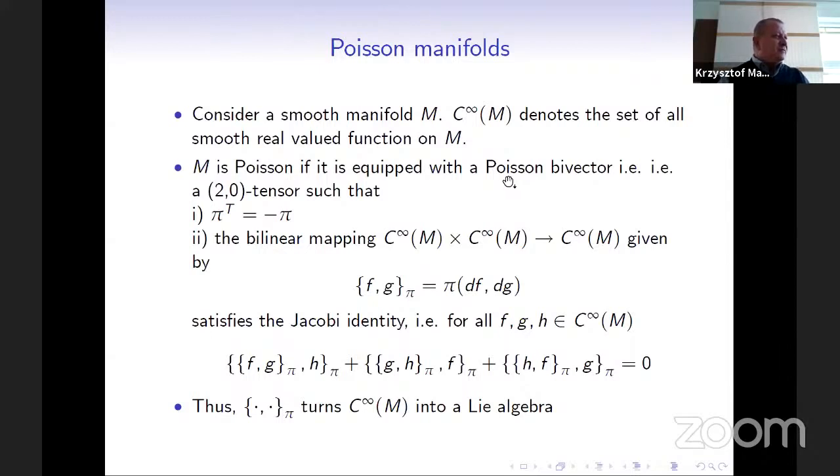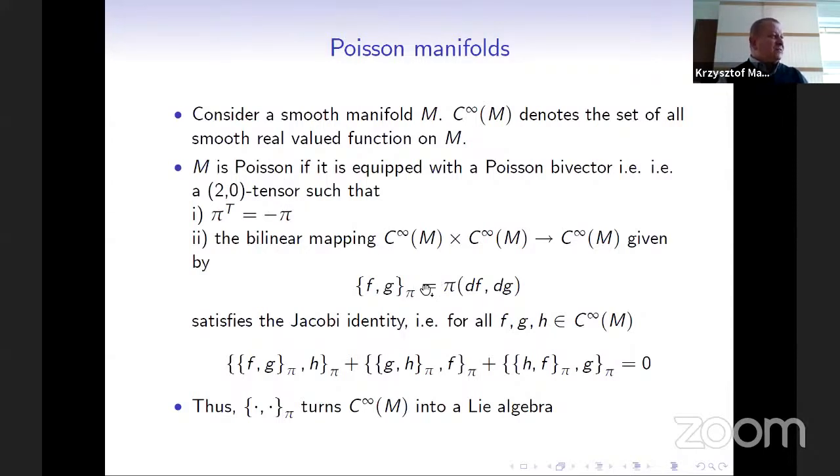And what is a Poisson bivector? It's a (2,0) tensor, so it has two indices up and none down, which is antisymmetric and such that the corresponding bracket satisfies the Jacobi identity. So what happens here is that, say you have two functions on a manifold, you calculate their differentials and you apply the bivector π to this. You obtain a new function, which is called the Poisson bracket of functions f and g. And this bracket should satisfy the Jacobi identity. In such a case, this antisymmetric bivector π is called a Poisson bivector.